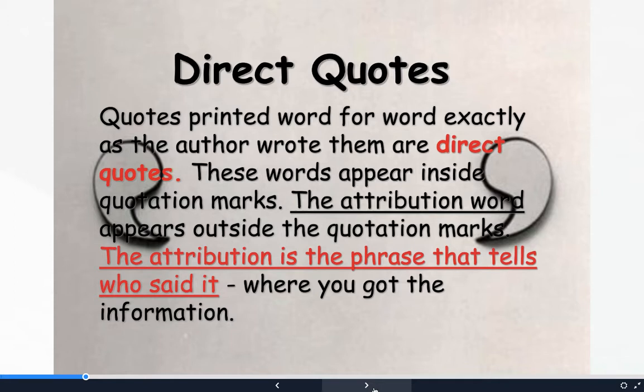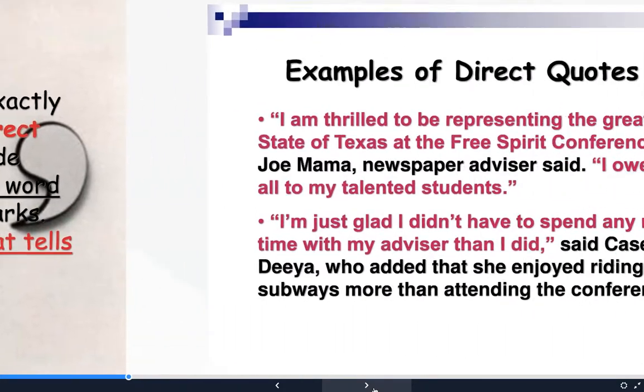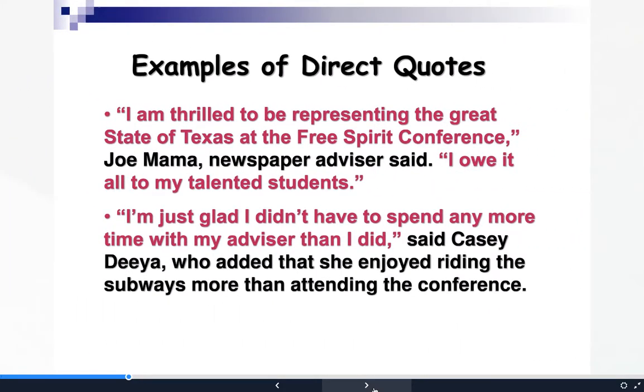You can have direct quotes where they are printed word for word exactly as the author wrote them. And those direct quotes, when you have them, you have to make sure that you have the attribution. So whoever said it, you need to state that. Or wherever you took that, you need to state where you took that information. Examples of direct quotes. I am thrilled to be representing the great state of Texas at the Free Spirit Conference.